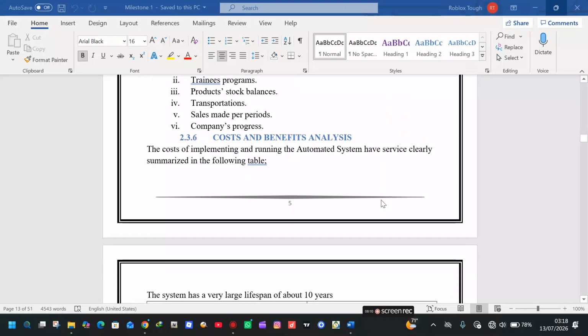So that's it for today. The next part will be going through the costs and benefit analysis.